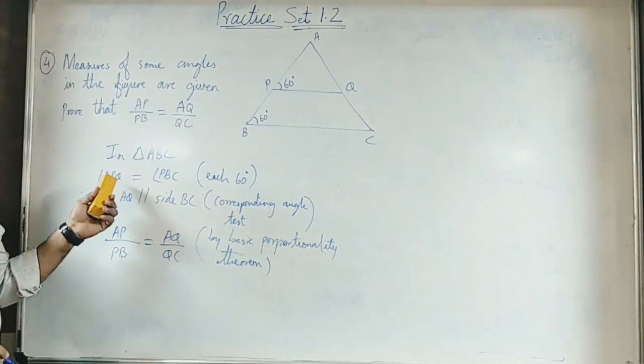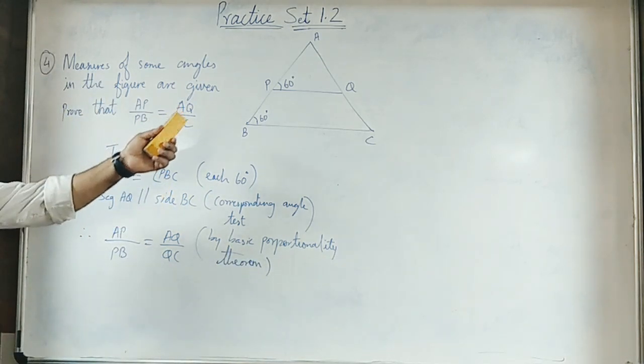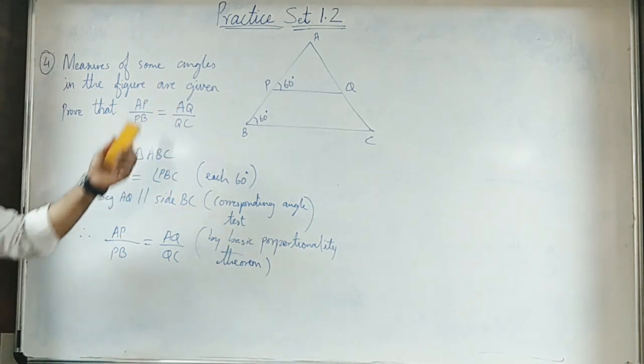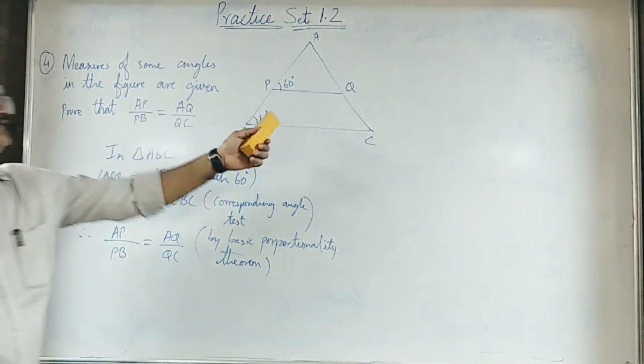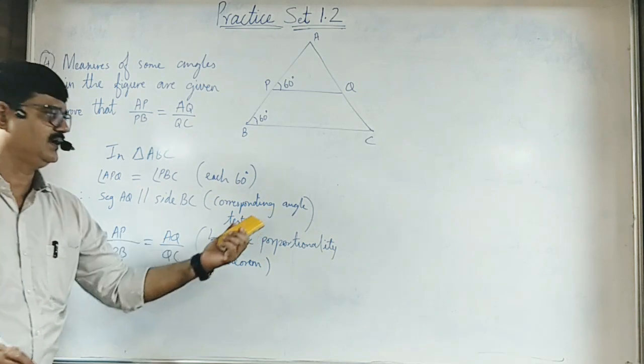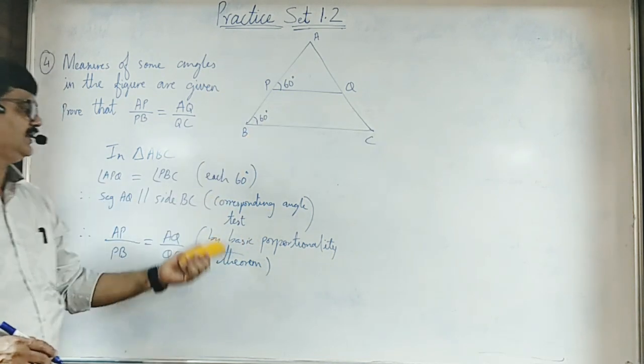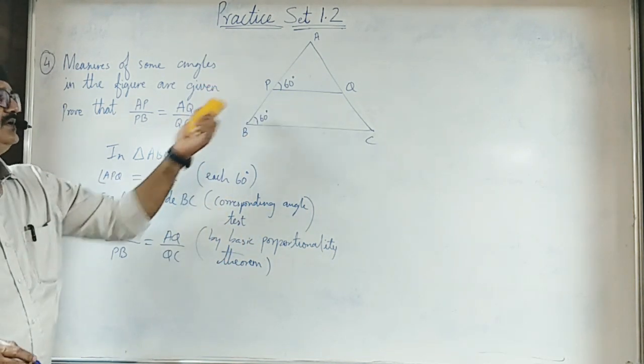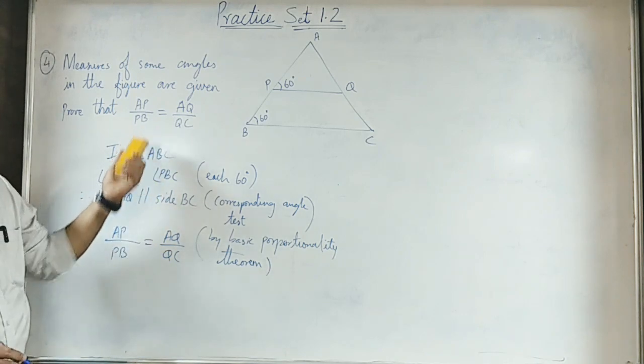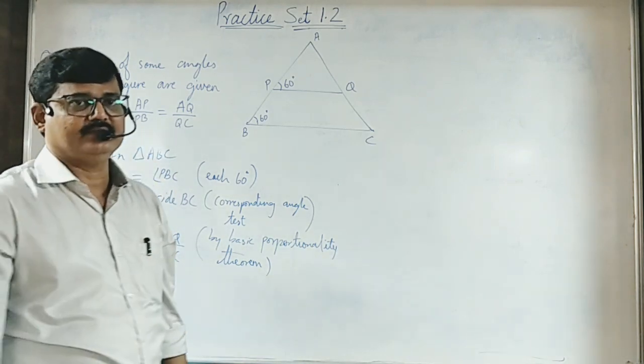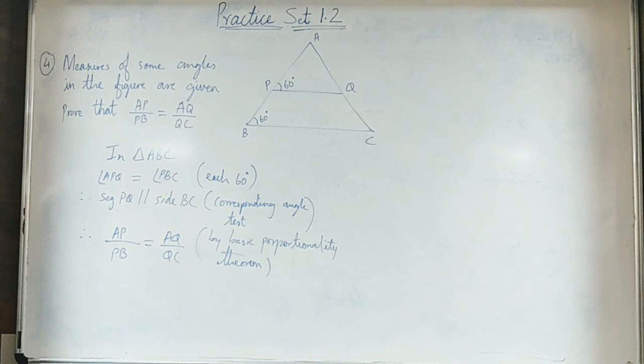I just told you that the angles are congruent because each is 60 degrees. If the angles are congruent, then the lines PQ and BC are parallel because of the corresponding angle test. And if the lines are parallel, I can apply the basic proportionality theorem, and from that the ratios are equal, and that is what we were asked to prove. It's very simple.